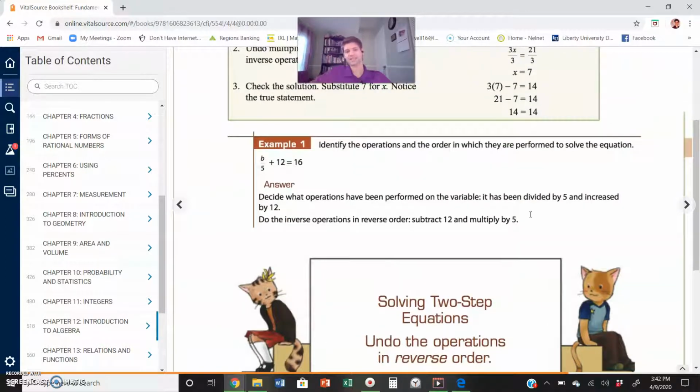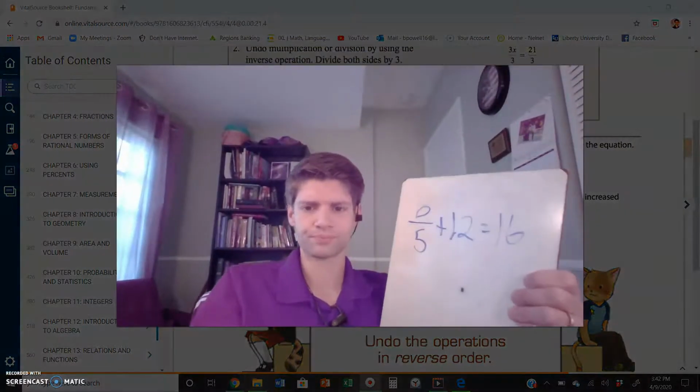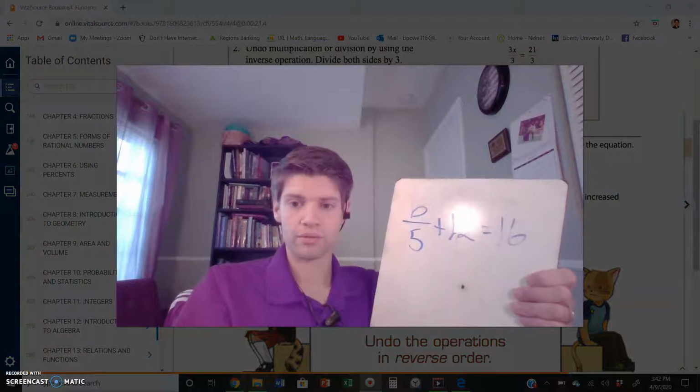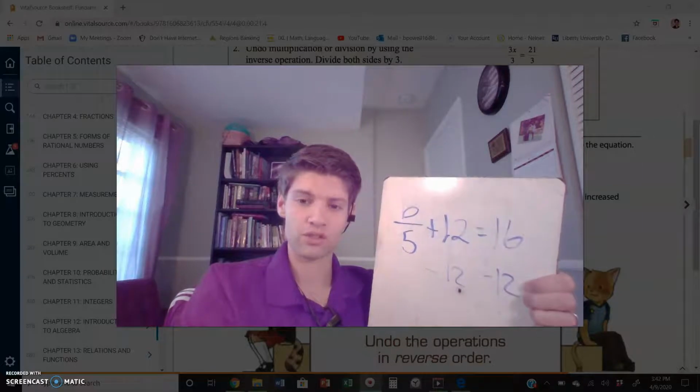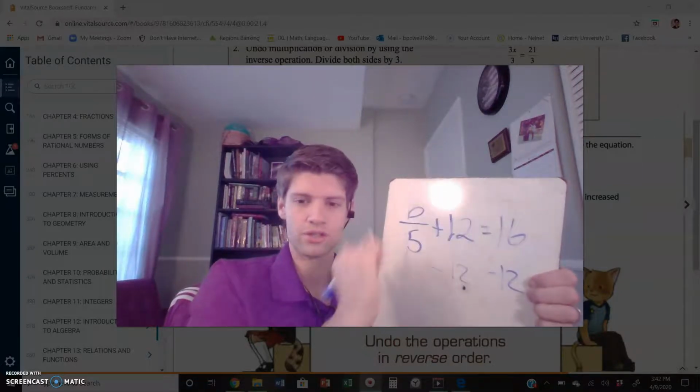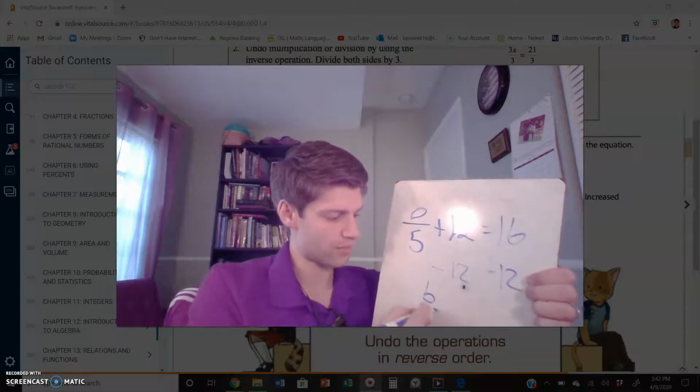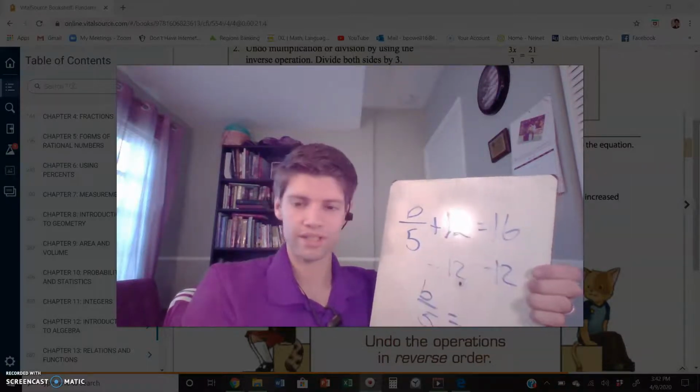So I want to show how they get this example number 1. It says to identify the operation and the order in which you solve it. But let's actually solve it. So they say if we have b over 5 plus 12 equals 16. I want to zoom this in a little closer. What is our first step? We subtract 12 first. Whenever we subtract the 12 first, it gets this section with the b and the 5 all by itself. So we get b over 5 is equal to 16 minus 12, which is 4.